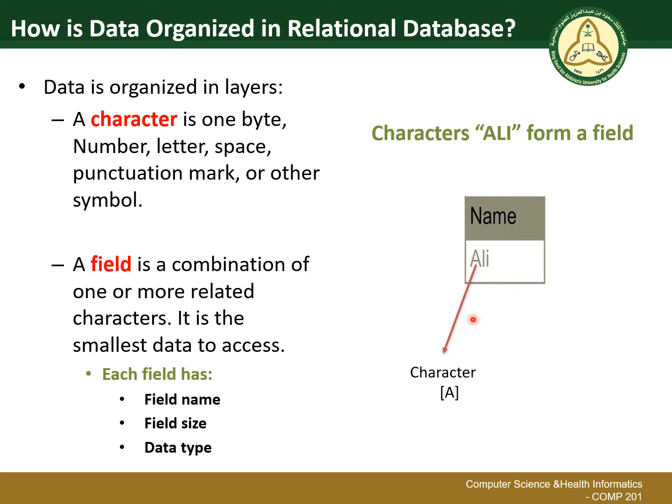The characters will be related and they will combine the name of a person, so they will combine the field. The field is a combination of one or more related characters, and it's the smallest data to access. Each field will have a name, a field size, and a data type.